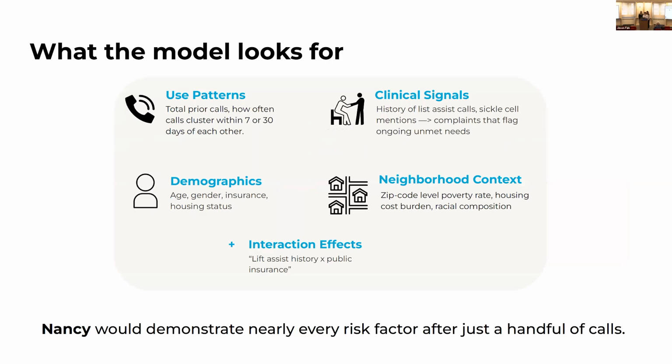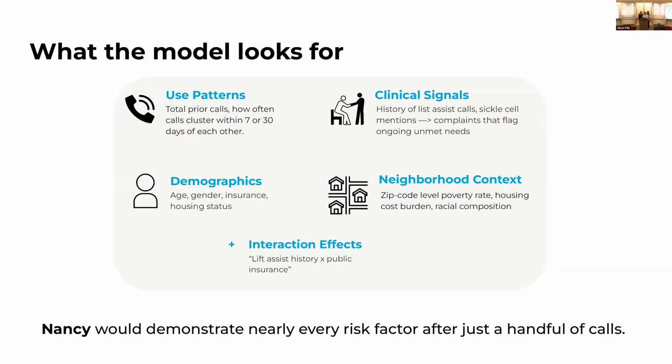And then here's what our model looks for. It looks at use patterns, so total prior calls, and also how often calls cluster within 30 days of one another. It looks at the clinical signals that we discussed in our exploratory data analysis: history of lift assist calls, sickle cell mentions, other complaints that flag ongoing unmet social or medical needs. It looks at demographics: age, gender, insurance status, housing status. It doesn't look at race on an individual level, but we did bring in zip codes and zip code level racial and other demographic data, poverty rate, and housing cost burden to fill in those gaps.